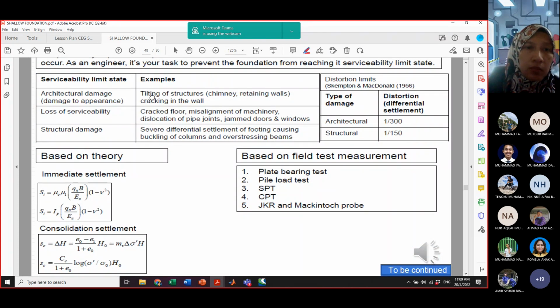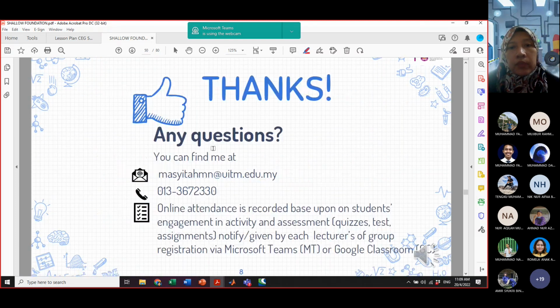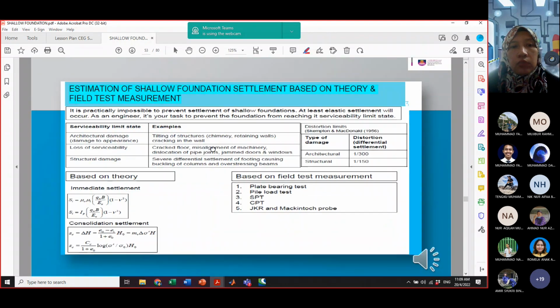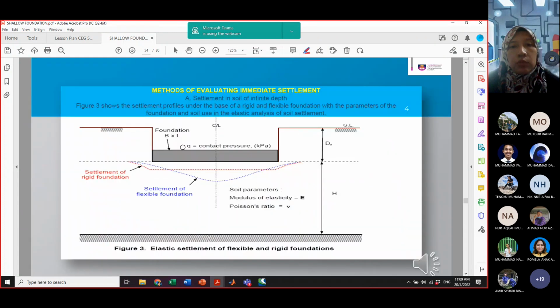Okay, serviceability limit state, ini yang berkaitan dengan settlement. So dalam kita nak design foundations ni, dia punya kriteria tu untuk calculate Q allowable, kita akan tengok pada shear strength dan juga settlement punya limit state. Okay, this is how we can estimate settlement lah. Settlement macam saya cakap lah, from the theory itself ataupun from field measurement.